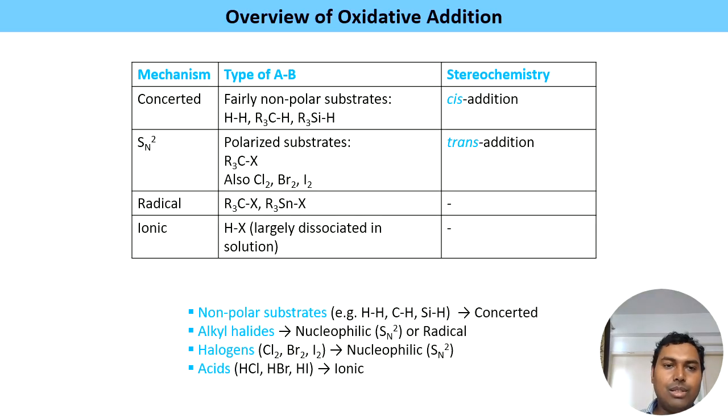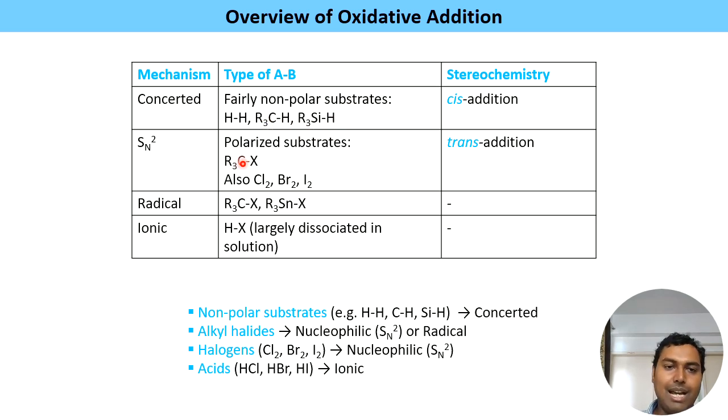Okay, so now let's have some overview of this oxidative addition reaction. We have seen that we can get the product which can be explained by the concerted mechanism, the SN2 mechanism, and we can also explain the oxidative addition reaction by radical and ionic mechanisms. And most importantly, when it follows the concerted pathway, we always get the cis addition, like the addition of hydrogen, addition of alkane, or addition of silane compounds. It always gives the cis addition.